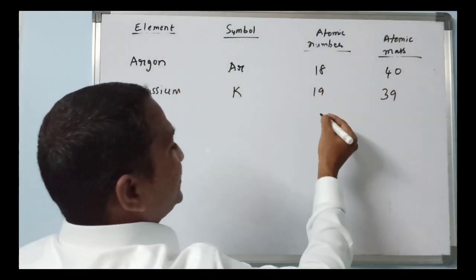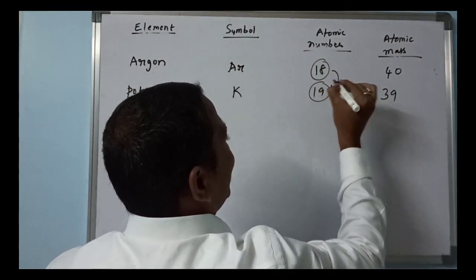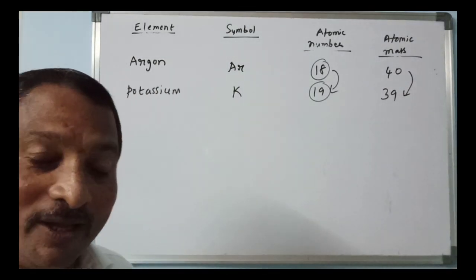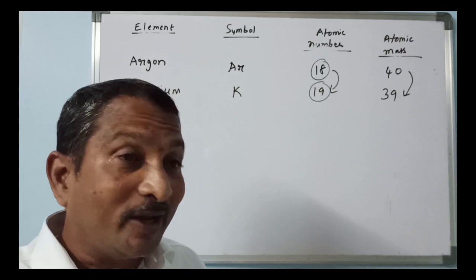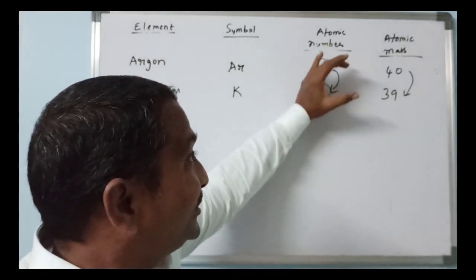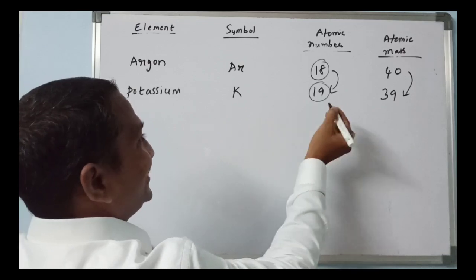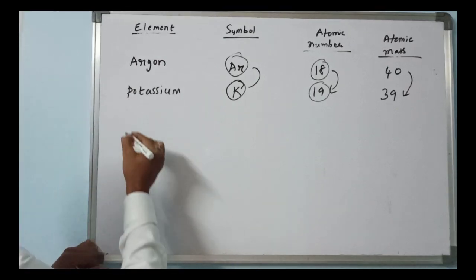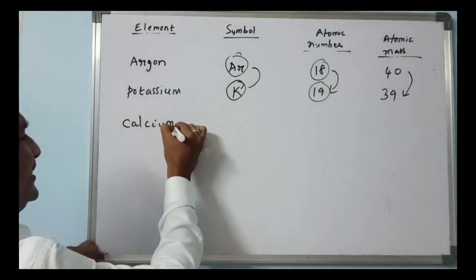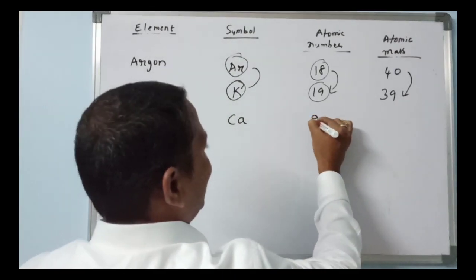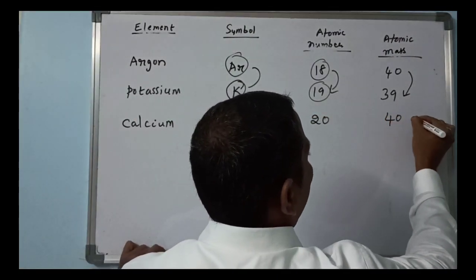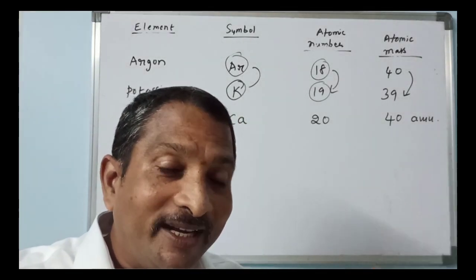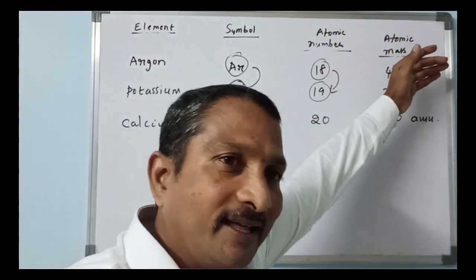From argon to potassium, atomic number increases from 18 to 19, but atomic mass decreases from 40 to 39. So, in the periodic table, with respect to atomic mass, these two are unusual pairs. Remember, argon, potassium. Next, calcium. Symbol Ca. Atomic number 20. Atomic mass 40 AMU. Okay, these are the elements from 1 to 20 with atomic numbers and atomic masses.